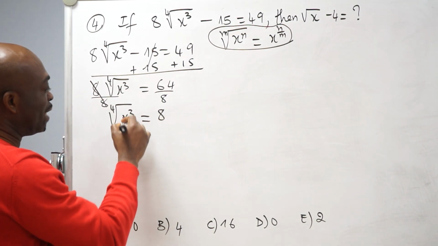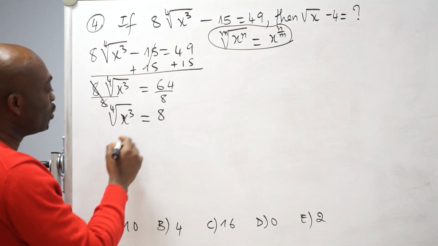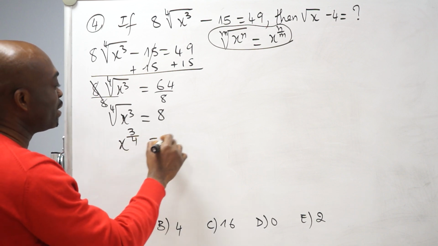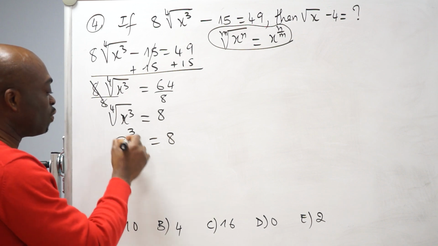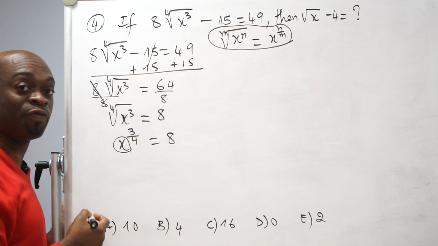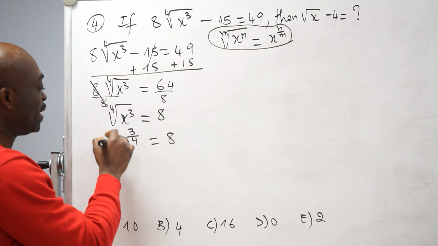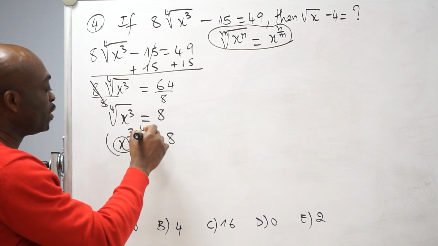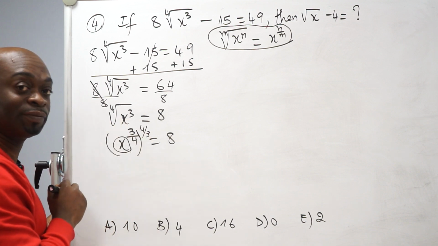So let's apply that over here. The n here is 3, and the m here is 4. So this one will give us x to the 3 over 4, and that is equal to 8. Do not forget that we're trying to solve for x. That's what we're looking for. So what can we do? We're going to attempt to cancel the 3 over 4. We don't need it there because we want x by itself. And how do we do that? One way to do that is to take that side and raise it to the power 4/3, just the reciprocal of 3 over 4.